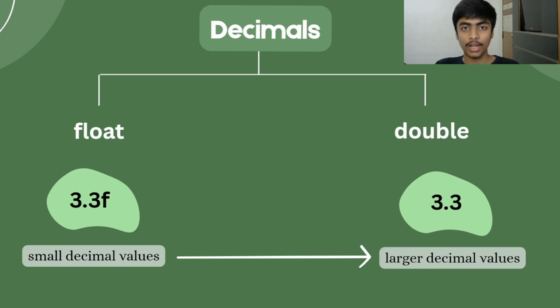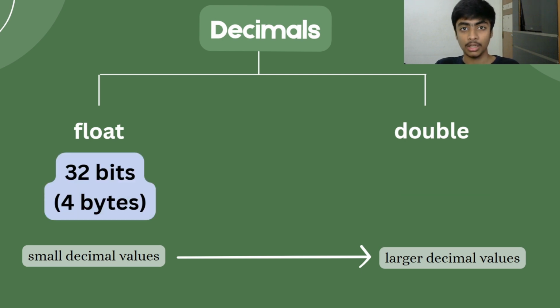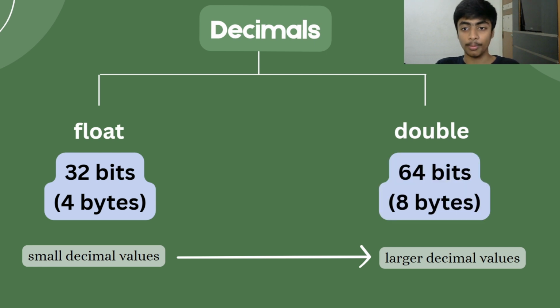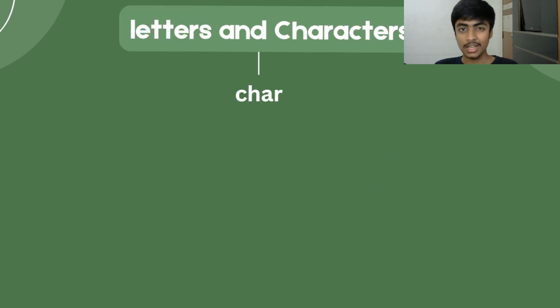Since our float value is generally smaller, it only occupies 32 bits in our memory, which is 4 bytes. A double is much larger, so it occupies 64 bits or 8 bytes. The next data type we have are letters and characters. Now, under letters and characters, there's only one data type. We just call it char.